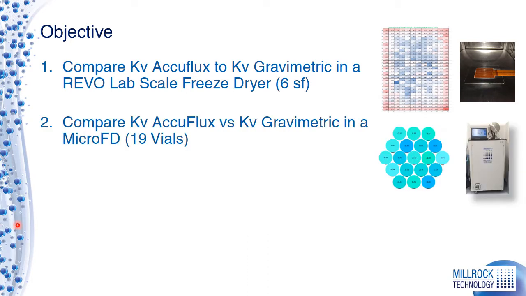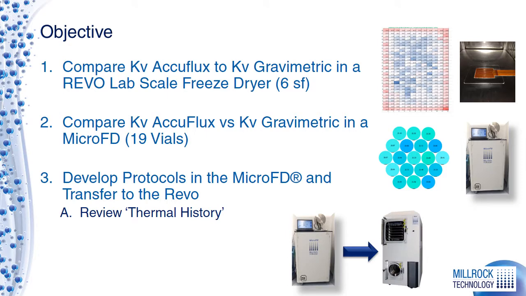Then we're going to compare Kv Accuflux versus Gravimetric using 19 vials in a micro freeze dryer. We're going to have a little stack of 19 vials that fit into this, and we'll be able to take a look at the Kv across that batch. Once we do that, we're going to develop a protocol in the micro freeze dryer and transfer that to the Revo and take a look at the thermal history.